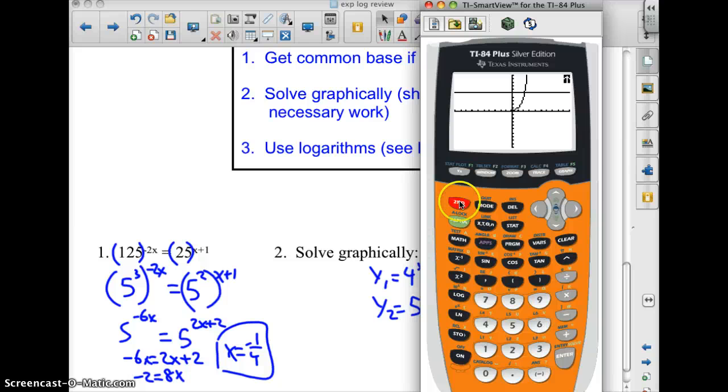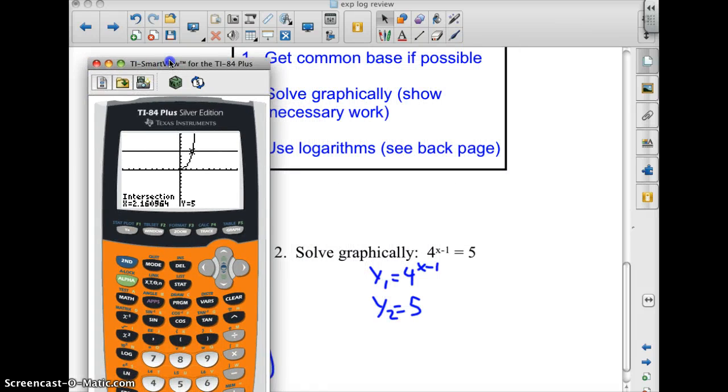And then you calculate the intersection, remember, under second trace, which is calc, 5. And then first curve, you want to move the spider kind of close to it. You know, it doesn't have to be right on top of it, but that's probably close enough, right? Enter, enter, enter. And it'll tell me the intersection, 2.16, comma 5. All right, so x equals 2.16.